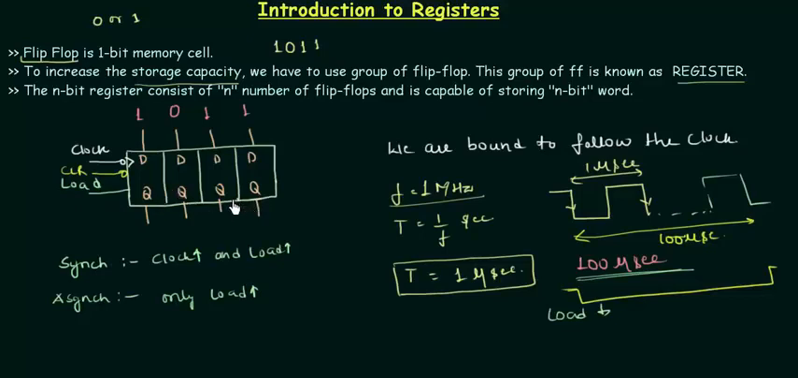So this is a brief introduction about the registers, and in the next presentation we will see the data format and classification of registers. This is a very important thing that I have explained you right now, especially this load. This load is our independent control, and we don't want to lose our data for every passing clock pulse. That's why we use this load.